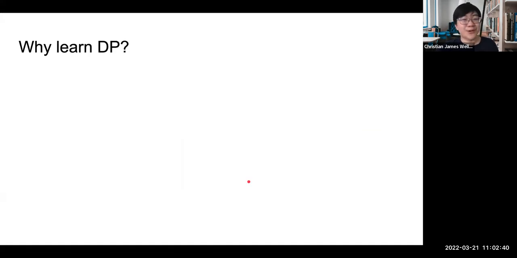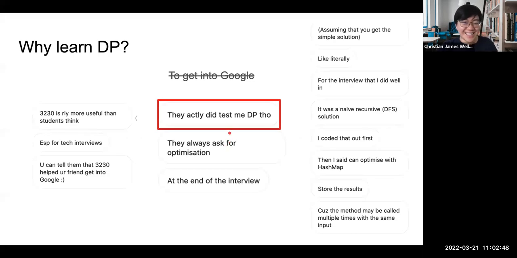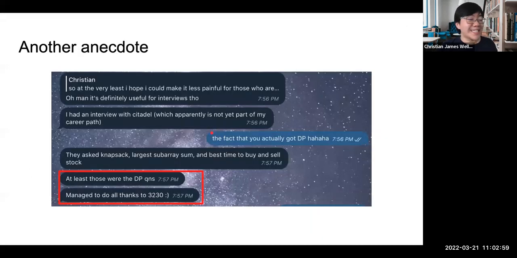But why learn dynamic programming? You might be thinking, will this be useful at work, or whatever you're going to do in the future? Well, the joke answer is that it helped my friend get into Google, because Google was testing him on dynamic programming in his interviews. One of my students last semester also mentioned that he had an interview with a company called Citadel, and they asked him DP questions and he happened to have learned it from 3230. A week or two after he learned dynamic programming, he got assessed on it for an interview. So maybe it'll be useful for your interviews.